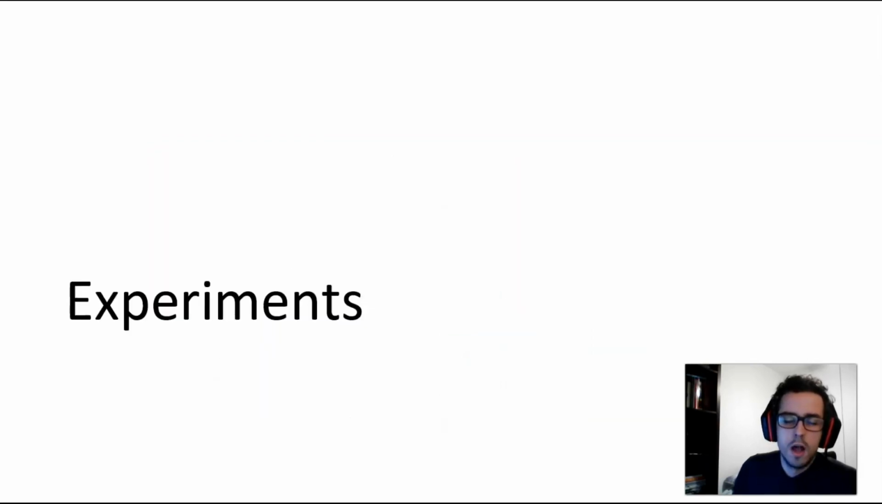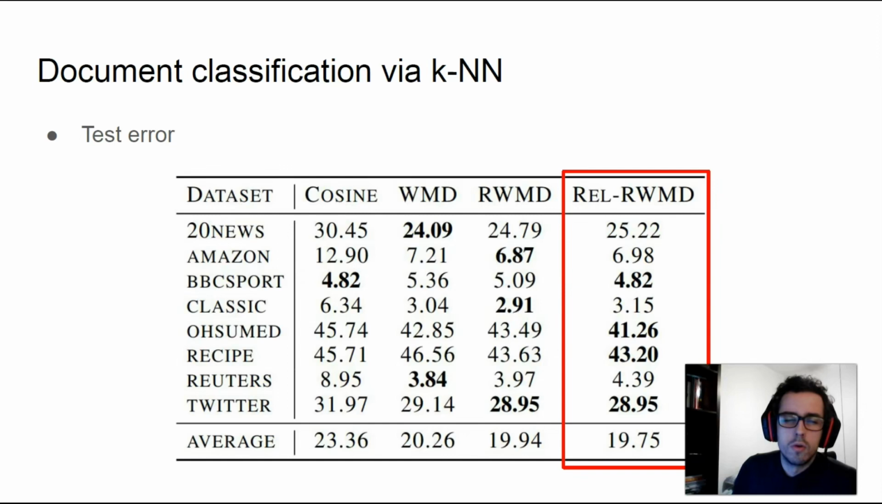And to see how our approach performs in practice, we propose two experiments. The first one is document classification via KNN. We will see this experiment in two aspects. The first one is the quality of the results, and the second one is the runtime. And we'll be comparing our results against Kusner's, the WMD, and the RWMD.